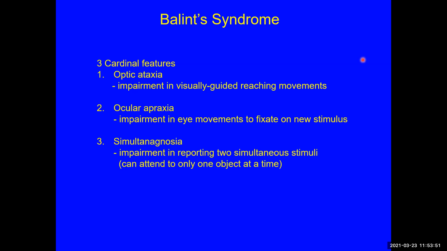So what is optic ataxia? So that's an impairment in visually guided reaching movement. So I've got, here's where the zoom is difficult. All right, I got my cup here. I can look at the cup and then reach for it. That's a visually guided reaching movement. That's really all it is.